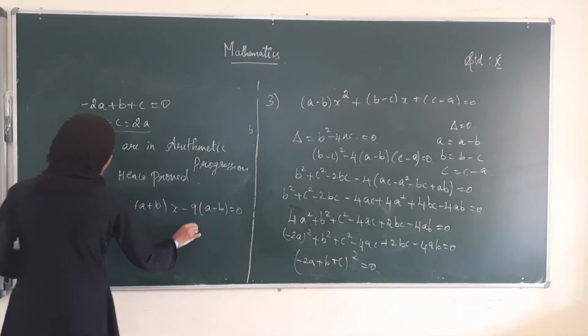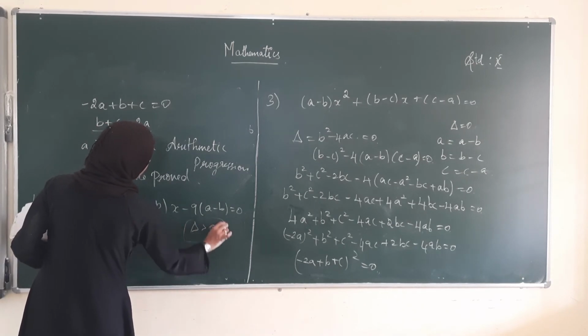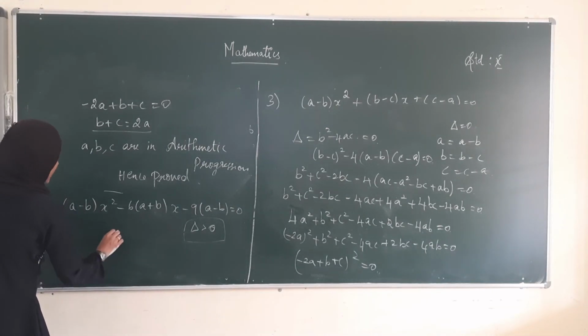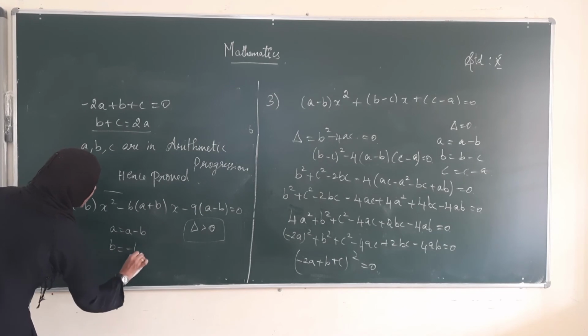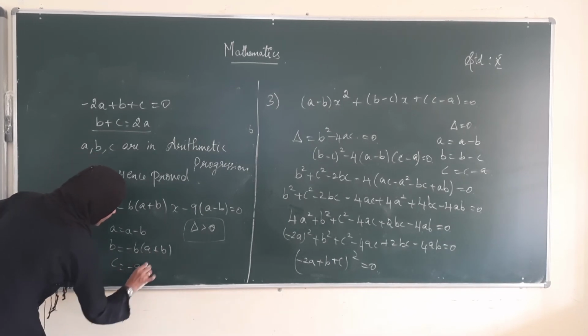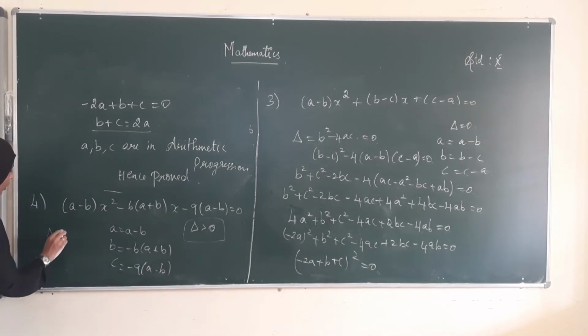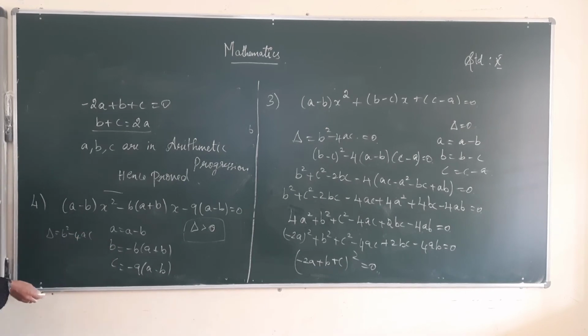Real and unequal means del's value is greater than 0. You have to prove this. It is not given. From this we can take A's value as A minus B, B's value as minus 6 into (A plus B), and C's value as minus 9 into (A minus B). What's del's value? Del is equal to B square minus 4AC. You have to substitute and prove that del's value is greater than 0. This is the assignment for you.